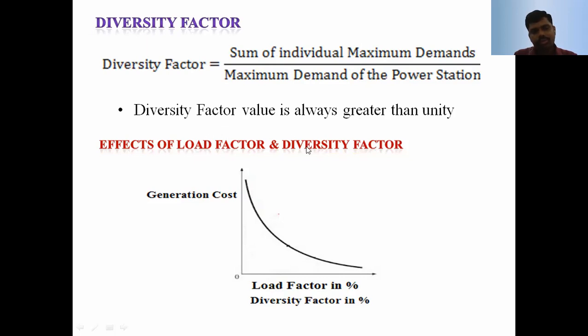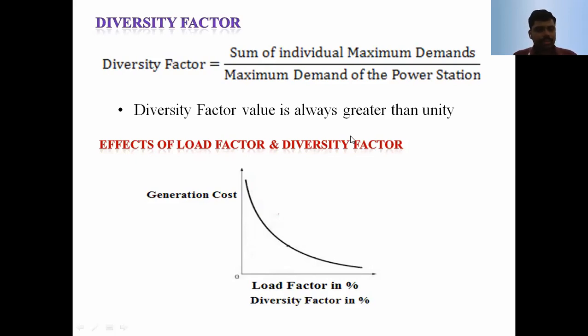And the effect of load factor and diversity factor: based on these two parameters only, we are fixing the per unit cost. When the load factor and diversity factor values increase, the generation cost is minimized.